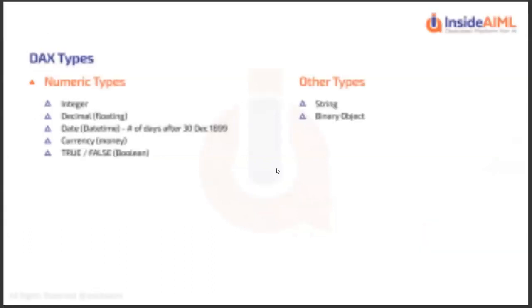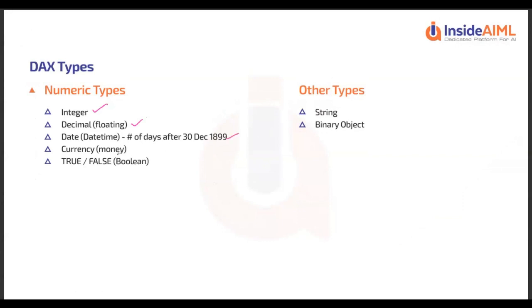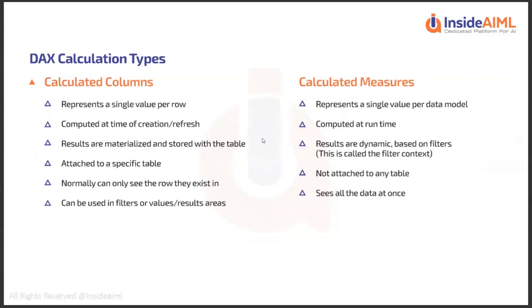Now, these are a few DAX types. We have integer, decimal, date time, currency, Boolean, string, binary objects. We'll talk about them one by one. You will find all these DAX types in this list here, so don't worry.